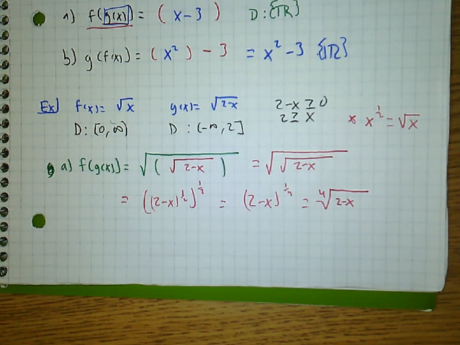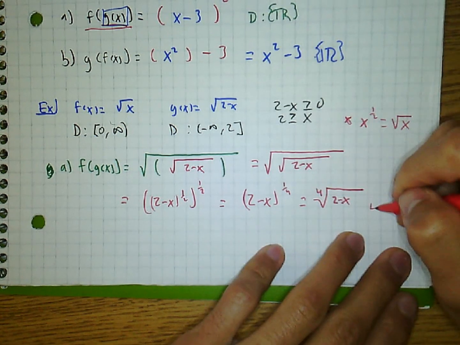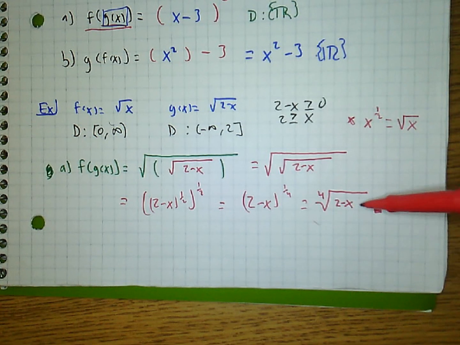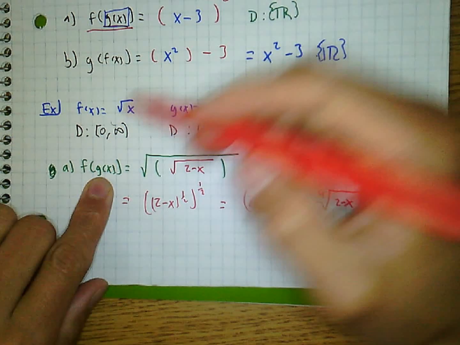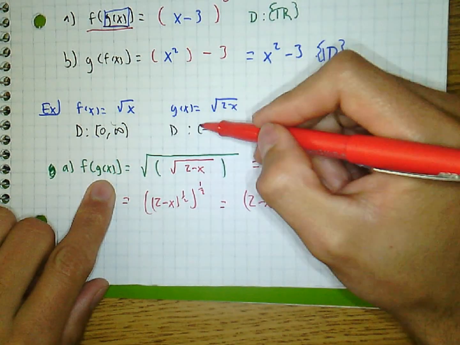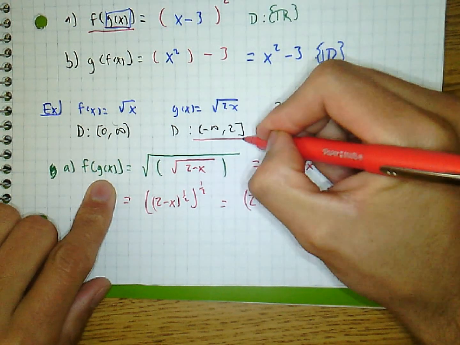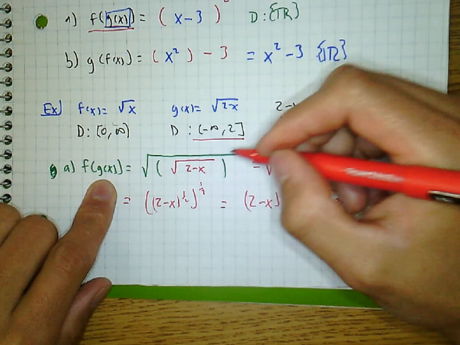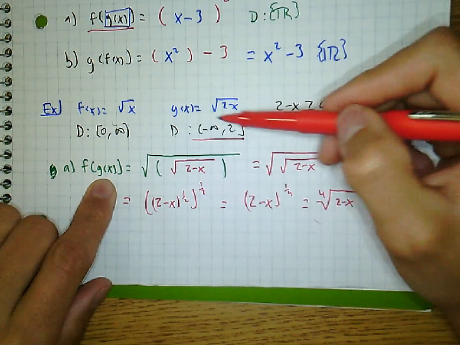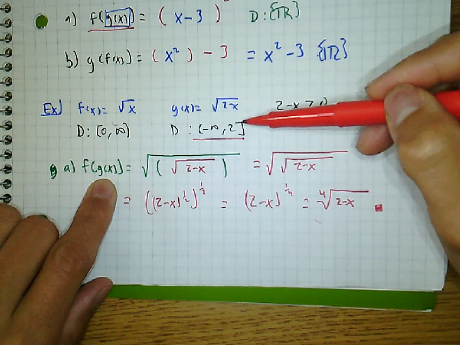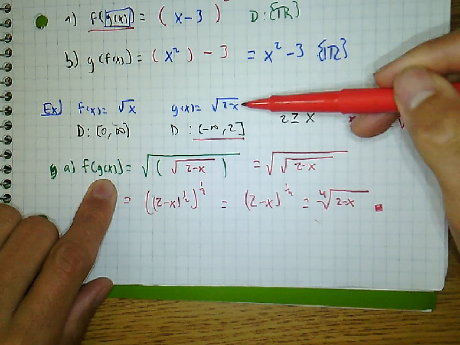Okay, so now let's think this through. This is my solution for the composite, but what about the domain? Let's recall what we said. The domain of this is going to depend on what the domain of the function on the inside was. So let's first look at this, and the domain of g of x is negative infinity to 2. That means that on our composite function, even though we may have a different domain, we can only use these values on that new generated function, because this function right here would not exist without this one.